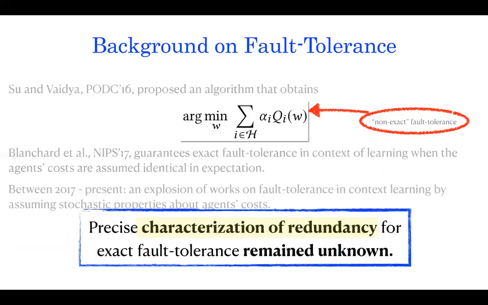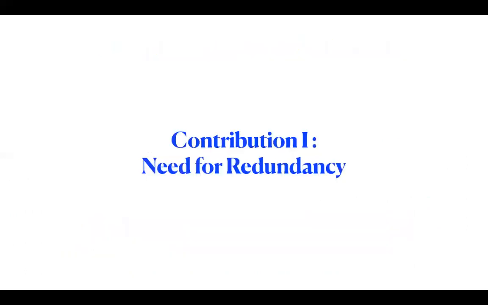However, in the case of the deterministic, more general optimization setting, the question of what is the precise characterization of redundancy under which you can solve the exact fault tolerance problem remains unknown. And this is what motivated the first key contribution of our paper, where we explore the exact characterization of redundancy needed for the non-faulty agents to solve the exact fault tolerance problem.